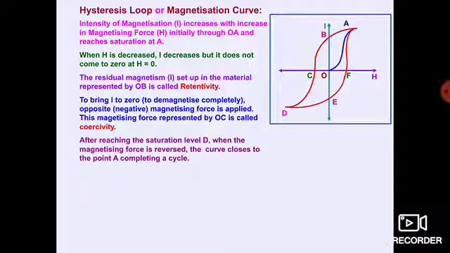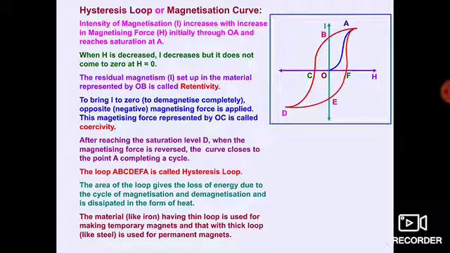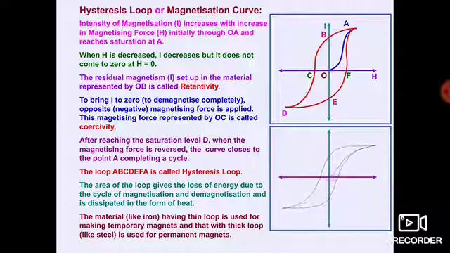After reaching the saturation level D, when the magnetizing force is reversed, the curve closes to the point A, completing a cycle. The loop ABCDEA is called the hysteresis loop. The area of the loop gives the loss of energy due to the cycle of magnetization and demagnetization and is dissipated in the form of heat. A metal like iron having a thin loop is used for making temporary magnets, and one with a thick loop like steel is used for permanent magnets. Like you can see, this is the hysteresis loop here.